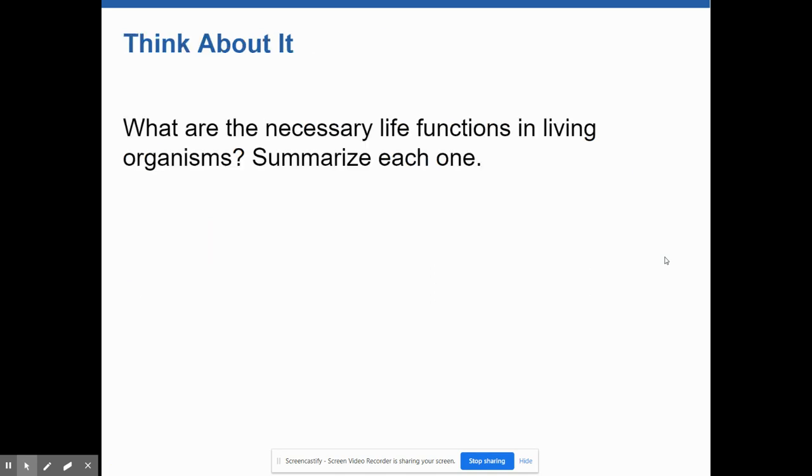So think about it. What are the necessary life functions in living organisms? Summarize each one. So I want you to think about the different criteria I just went over on the previous slides that determine if an organism has necessary life functions. You can pause the recording and then press play when you're ready to move on.